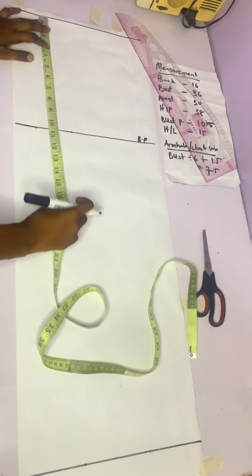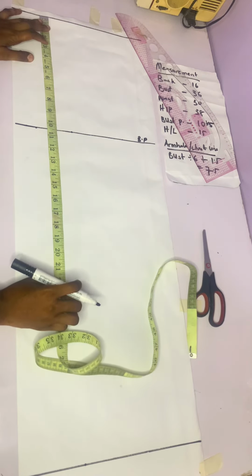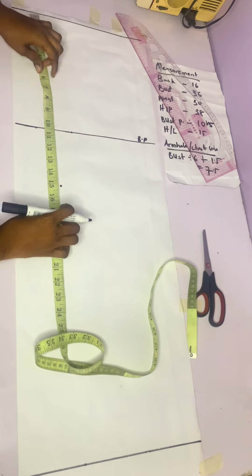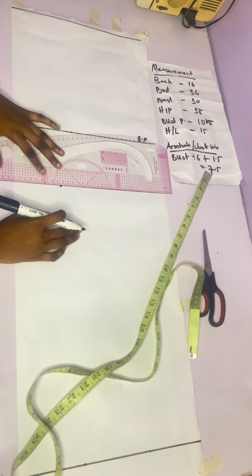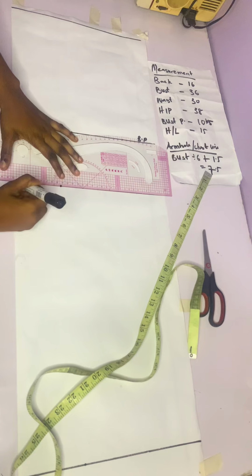After taking the bust point measurement, I will take in my waist measurement, that is from the shoulder to the waist or the half length. The measurement I'm using is 15 inches. So I'll just mark my 15 inches and connect the lines together.